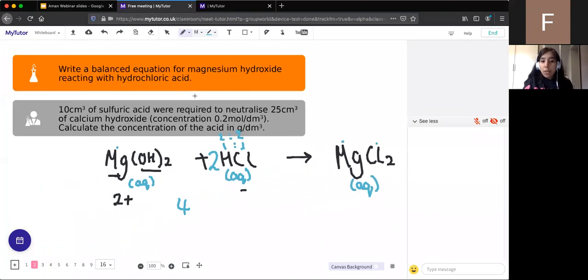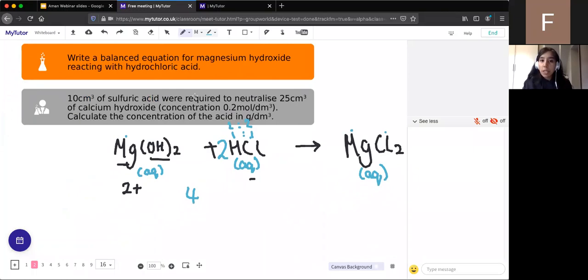Okay, so the next question then is 10 centimeters cubed of sulfuric acid were required to neutralize 25 centimeters cubed of calcium hydroxide with a concentration of 0.2 moles per decimeter cubed. Calculate the concentration of the acid. So does anyone remember the steps for this, or what steps I went through on Monday, how we calculate the concentration of something? What's our first step?